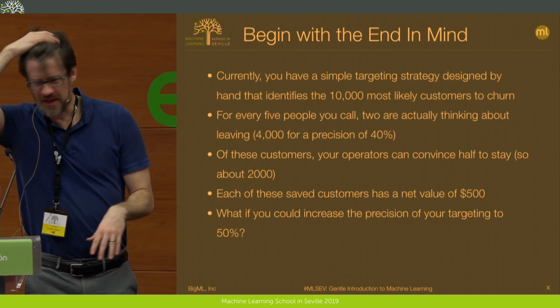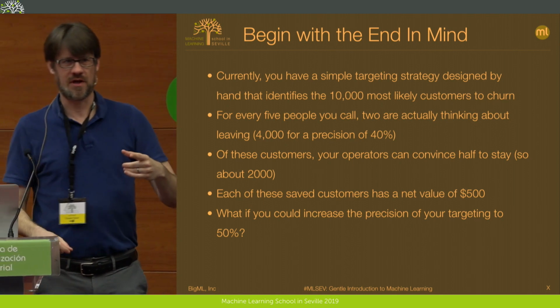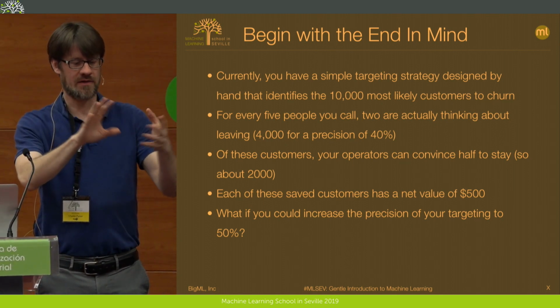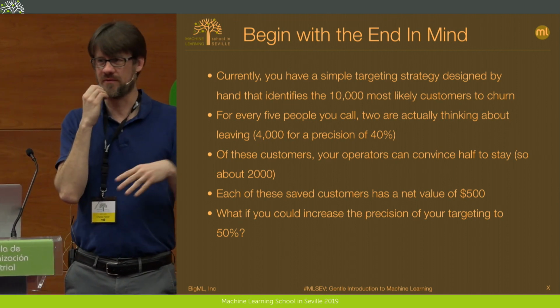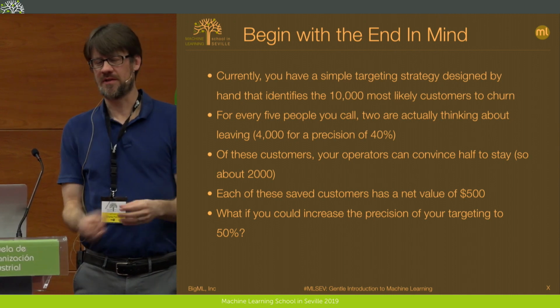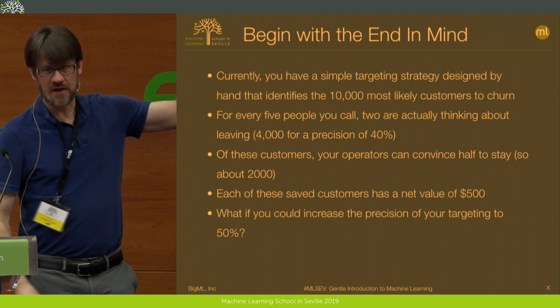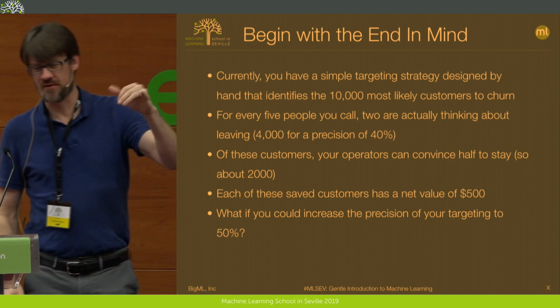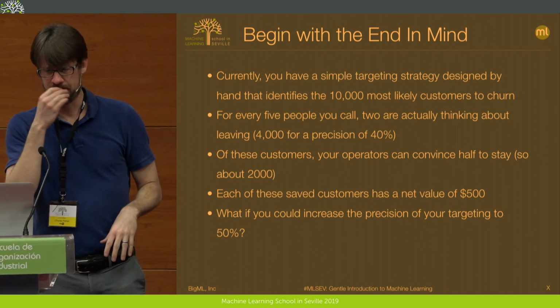To get very specific here, suppose you have an existing strategy that identifies 10,000 customers you think might be leaving the service next month. For every 5 people you call, let's say 2 are actually thinking about leaving. So your existing targeting strategy has a precision of about 40%. Just to put some random numbers on this.